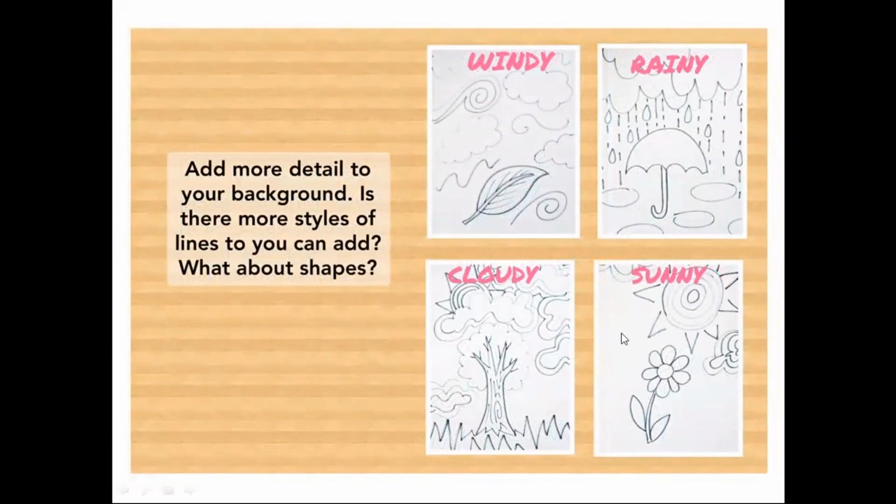Now we need some more detail. Are there patterns you could repeat? Are there extra lines or shapes that will give it a little more spice to the background? How can you start filling in the space? You'll see here I added more wind lines. I added rays on the sun, raindrops in the sky.